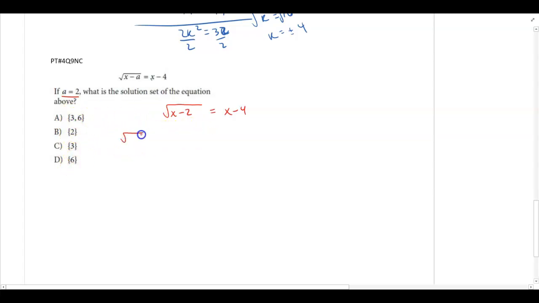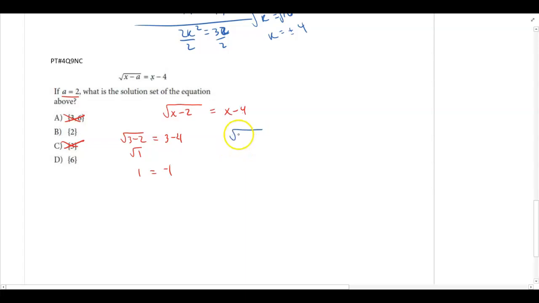The square root of 3 minus 2, does that equal 3 minus 4? Well, the square root of 1 is 1. Does that equal negative 1? No. So you know 3 doesn't work, which means that won't work either. Now I will try 6 next instead of 2, because I know 2 minus 2 is 0, right? 2 minus 4 is negative 2. So just by common sense, I know that isn't going to work.